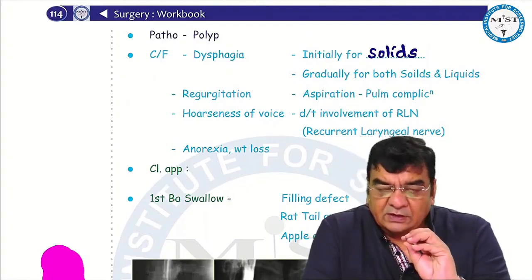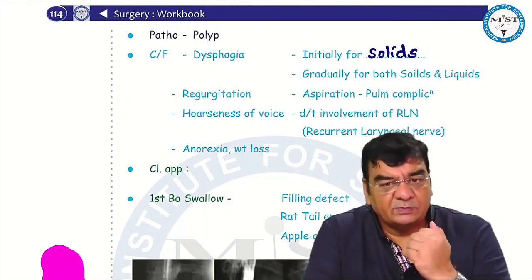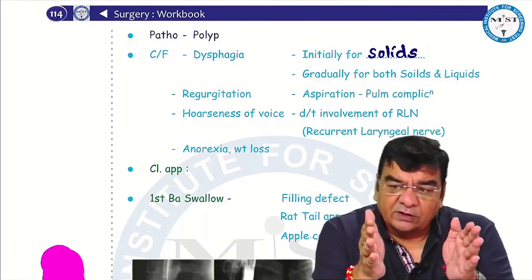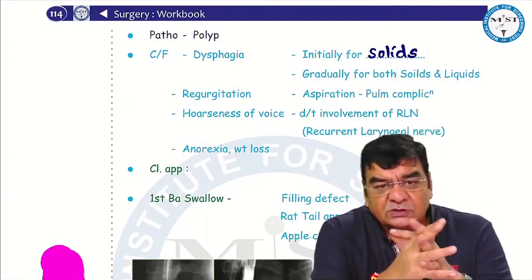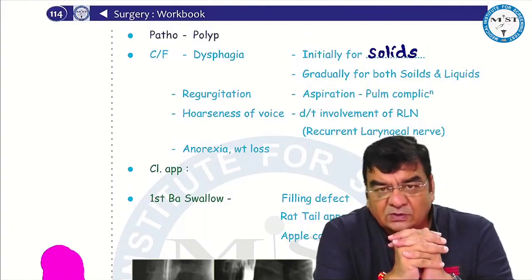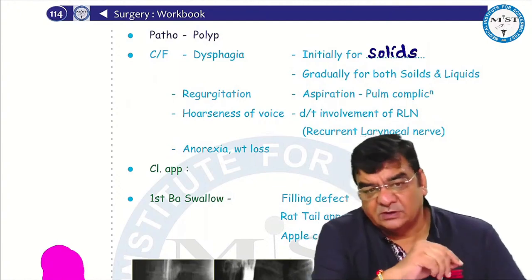Whenever there is a traffic jam in the esophagus, there will be regurgitation, which will increase the risk of aspiration and pulmonary complications. And if the recurrent laryngeal nerve is involved in esophageal cancer, it will lead to hoarseness of voice. All cancers can present with anorexia and weight loss because tumor cells produce cachexins, which are responsible.